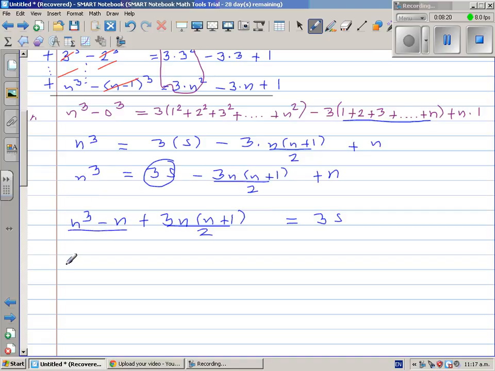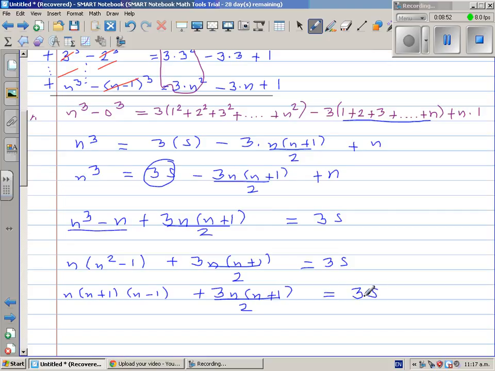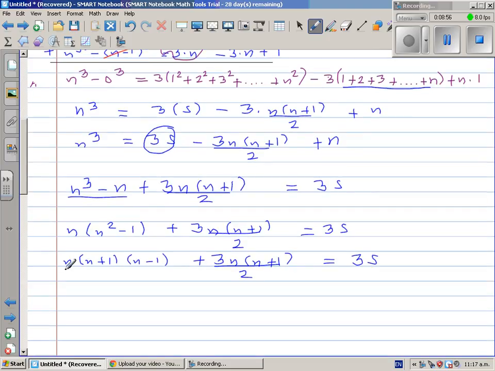So what can we do here? Can we factor n here? If you factor n out, we'll have n times n squared minus 1 plus 3n times n plus 1 over 2 is equal to 3s. Again, I can factorize this. So this is n times n plus 1 times n minus 1 plus 3n times n plus 1 over 2 is equal to 3s. Okay, so what can we factor out? You've got n times n plus 1 sitting here, and you've got n times n plus 1 sitting here. So if you factor the n times n plus 1 out, we'll have n minus 1 from here plus 3 over 2 is equal to 3s.